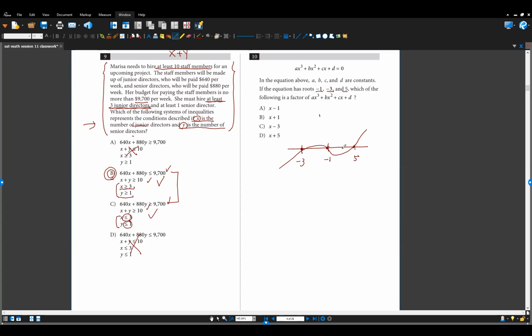Okay, so which of the following is a factor of this one? How to think? Can you give me the answer? Would it be B as in boy? All right, very good. This one, right? When this is an x-intercept, it creates what? A linear factor. They're all linear, right? Yeah, they create all this one.